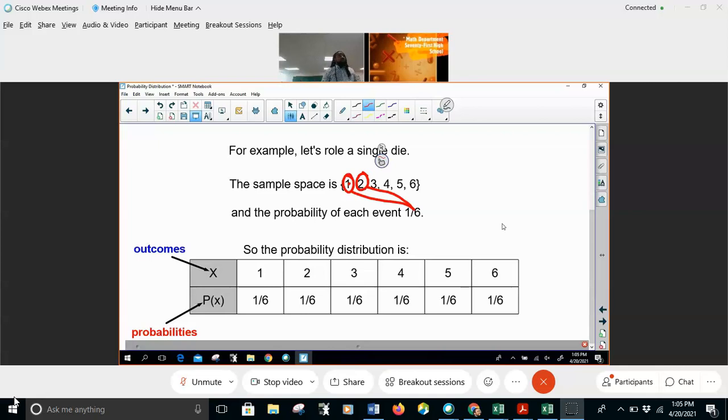That's a probability distribution. That's it, guys. That's really what it is. It's just making a table to display the outcomes and the probability that it can happen. So guys, it's really not that bad. All right, now there are different types of probability distributions.